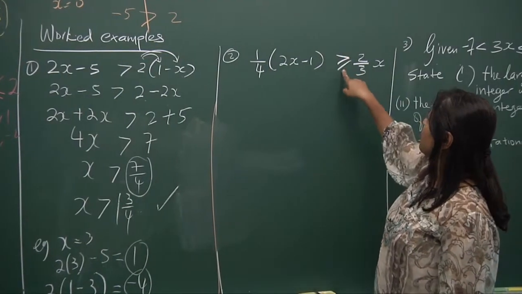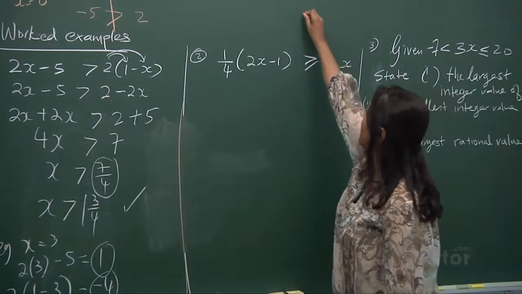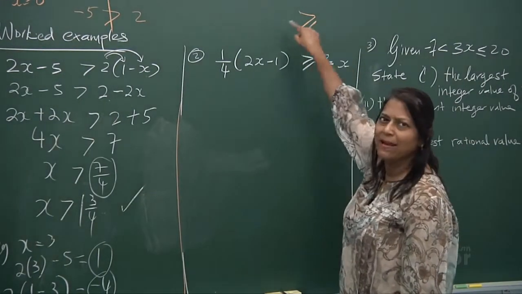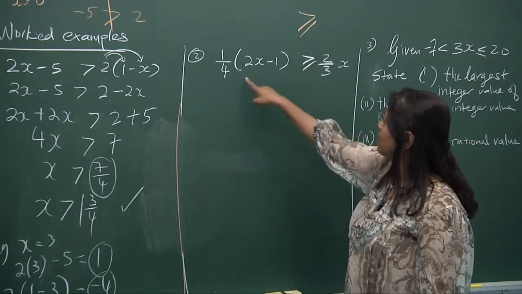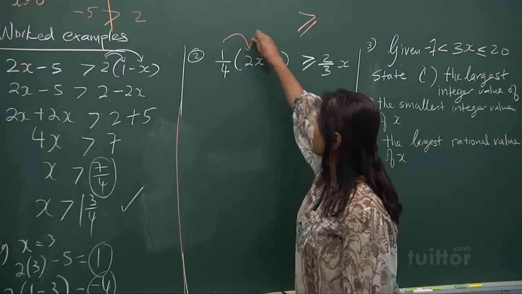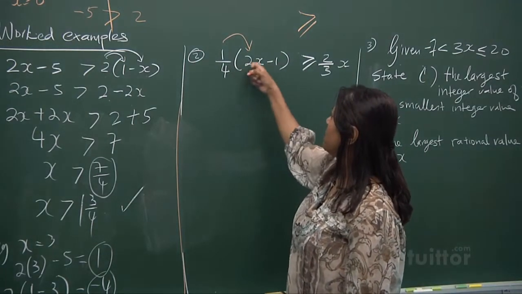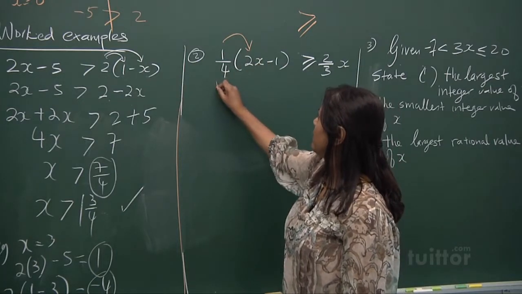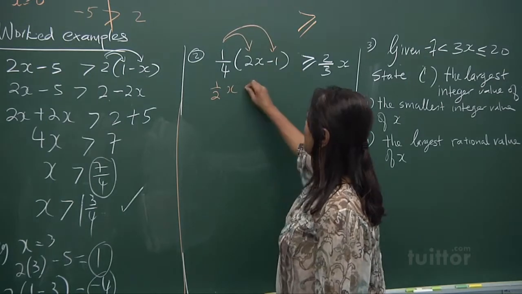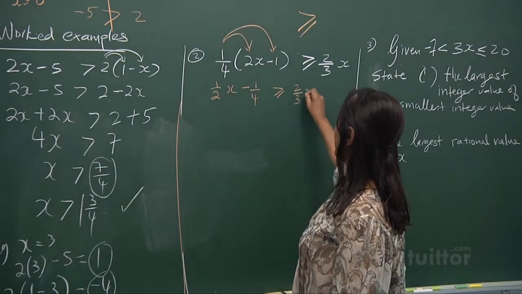Okay, let's look at this. They said greater or equal. The bigger number is here, the smaller number there, and with big, small or equal, they balance. What does this mean? 1/4 times 2x minus 1. Multiply 2x by a quarter, you get a half x, and multiply by the minus 1, you get a minus a quarter. This is 2/3 x.